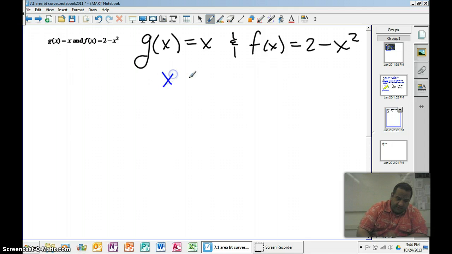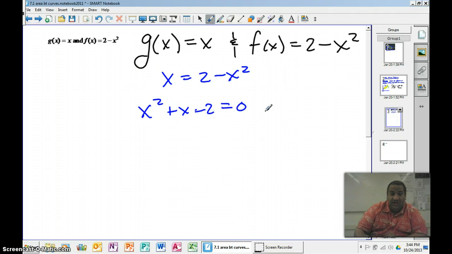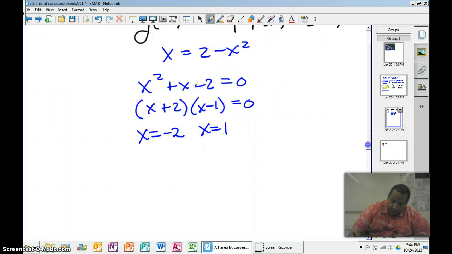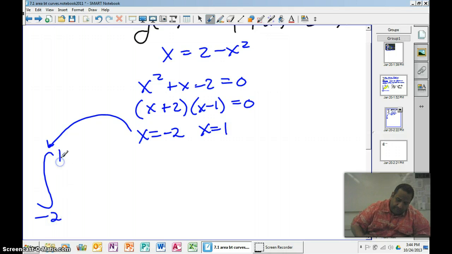So I'll say x is equal to 2 minus x squared. I'll move things over, so I get x squared plus x minus 2 equals 0, and I'll factor it to be x plus 2, x minus 1. So the points where they meet must be x equals negative 2 and x equals 1. That's where the two graphs intersect. These become what I like to call the LOI, or the limits of integration. So you get negative 2 to 1.